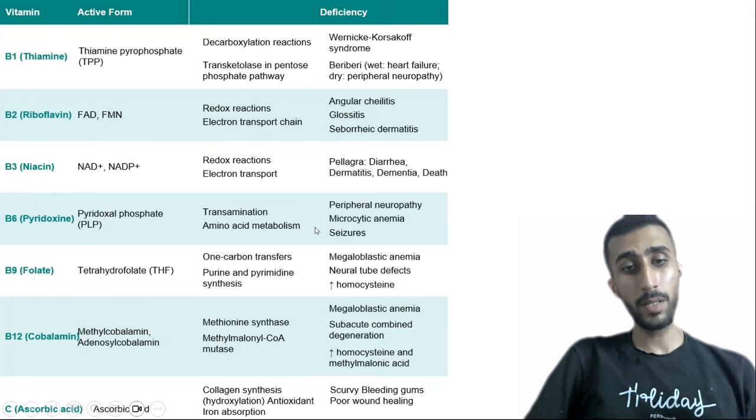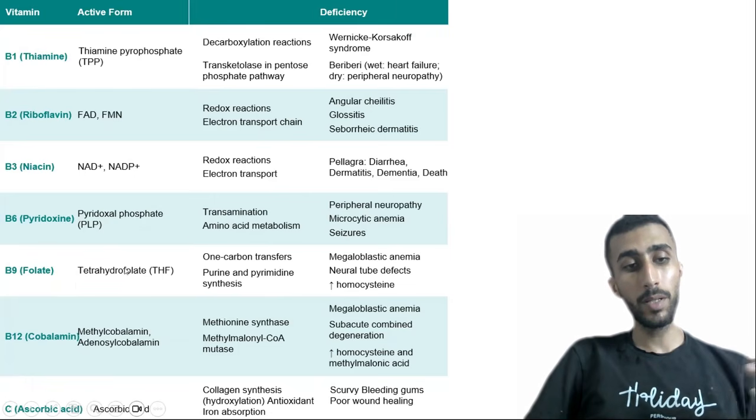B6, remember, B6 is very important for your nerves, and the deficiency is gonna cause peripheral neuropathy. Of course, B6 deficiency also causes microcytic anemia and seizures. So it is important for the nerve, and the deficiency is gonna cause peripheral neuropathy and seizures, and also microcytic anemia. So the active form is pyridoxal phosphate. It is important for transamination and amino acid metabolism in general.